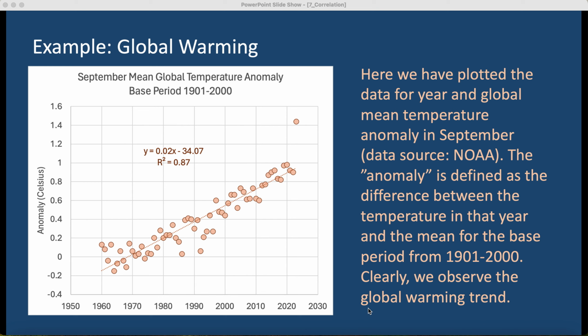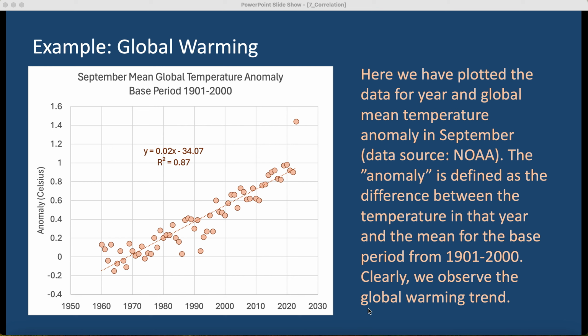And the reason why we look at that is because we care about the change. We care about the difference from what's normal. To identify global warming, we have to identify first what is normal, and then we can say what's abnormal. And so the anomaly is essentially measuring what's abnormal. So that's our proxy for temperature in this case.